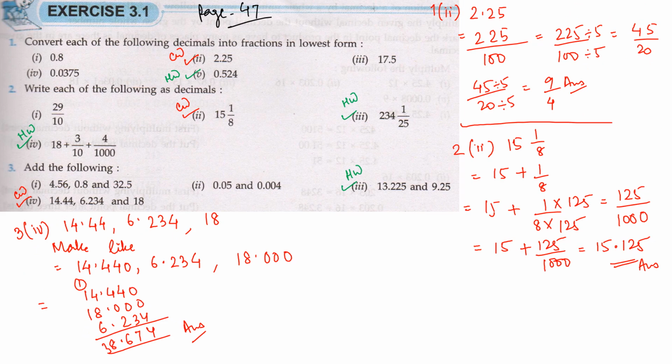Moving on to the exercise, let us see. What are they asking in the first question? Convert each of the following decimals into fractions in lowest form. First you will change the decimal. 2.25 is the decimal number. You have to change it to a fraction. So first you will write 225. How many digits after the decimal? 1 and 2. So in the denominator, you will write 1 and you will put 2 zeros.